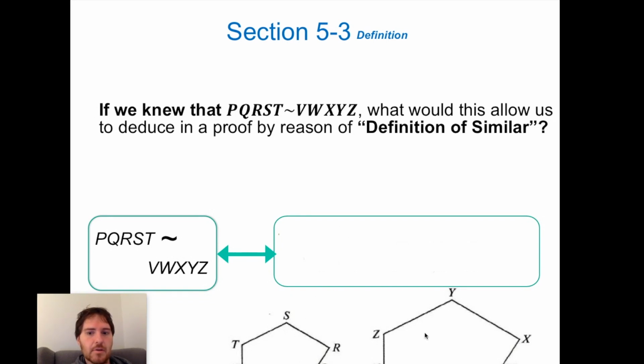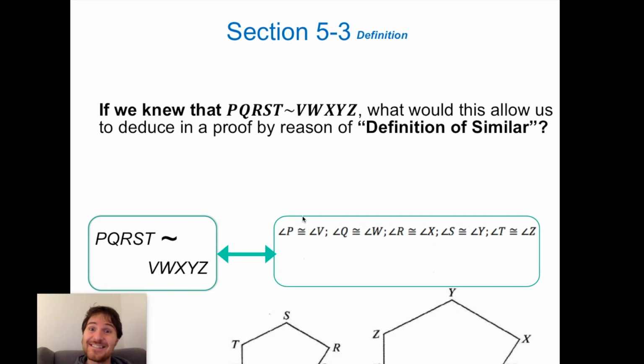Given this figure is similar to that figure, what am I going to know? Well, remember, all angles are congruent, okay? So I can make any of these statements here. Look, angle P is congruent to angle V. Angle Q is congruent to angle W because they're corresponding, right? The corresponding vertices are going to align with corresponding angles that are congruent to one another. So I can conclude that. What's the other thing that I'm able to conclude? Okay, so in congruency, you can say all corresponding parts are congruent.